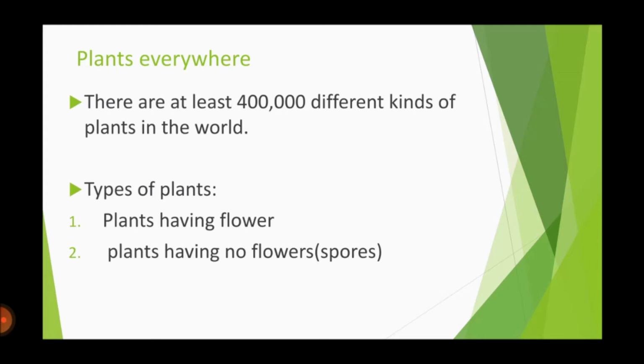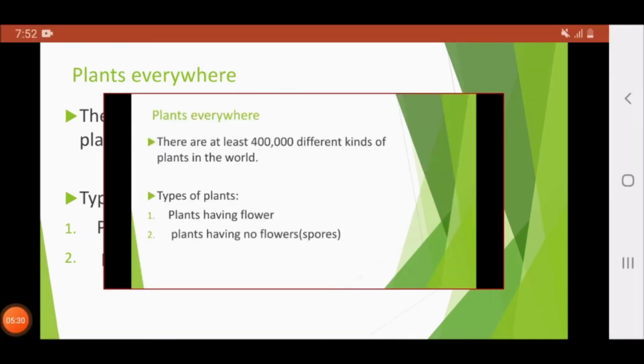The types of plants are those having flowers and those having no flowers. Some have flowers, and the flower is further converted into the fruit, and inside the fruit there are seeds, and from the seeds we can grow new plants. But some plants are different.